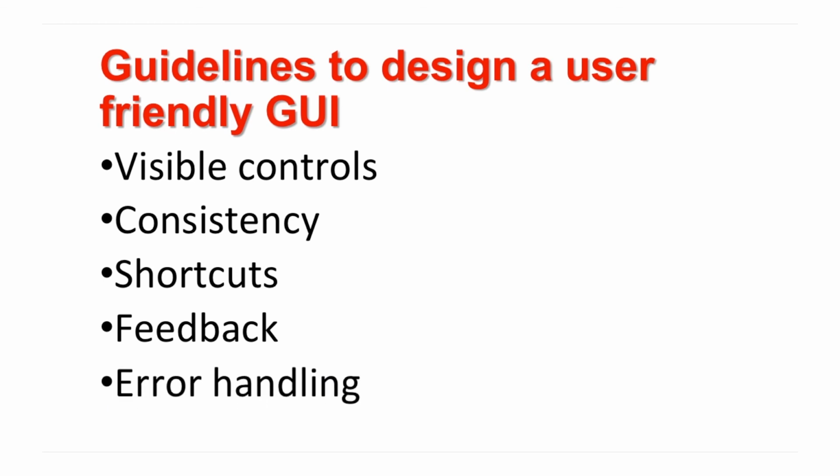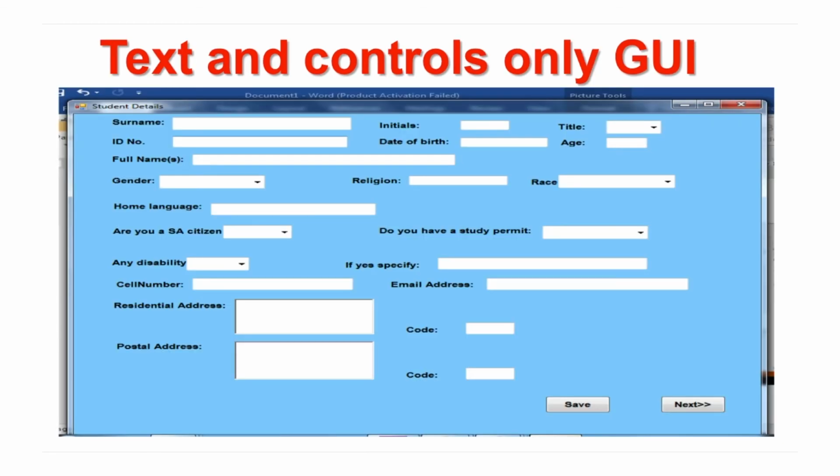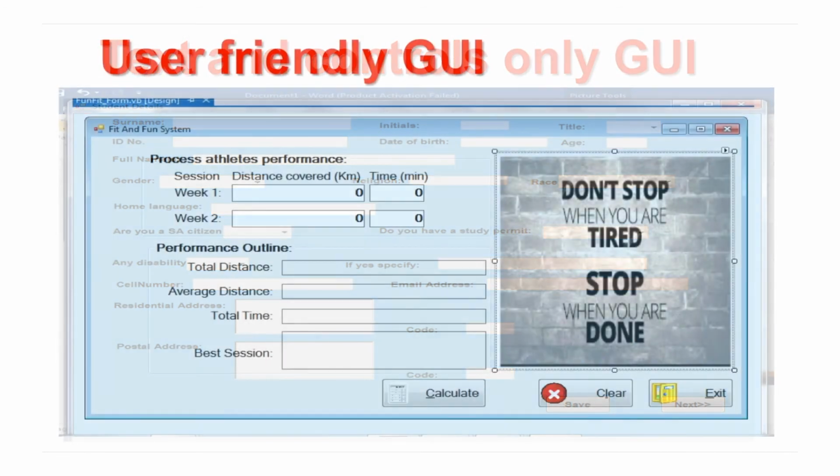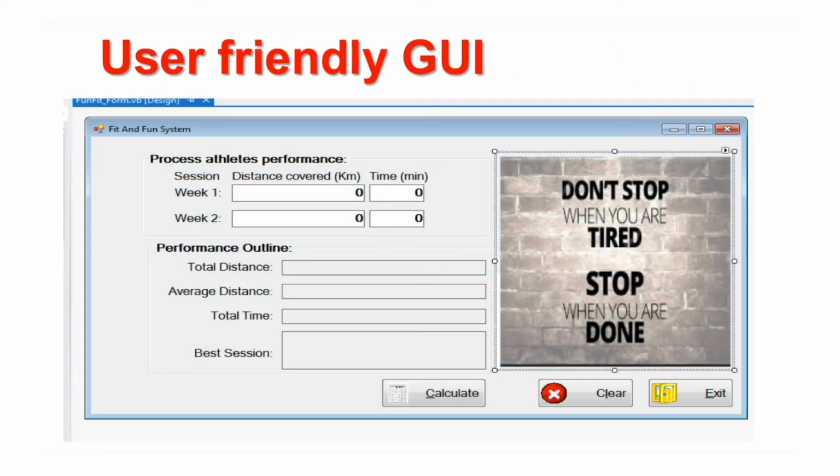So I'm just going to pop out two different interfaces and see which one is user-friendly, which one is not. This one, if you can see, it's all about text, surname, ID number, full names. If they say I must fill this one, I'm telling you, some of the things I'm going to skip because it's not even desirable.